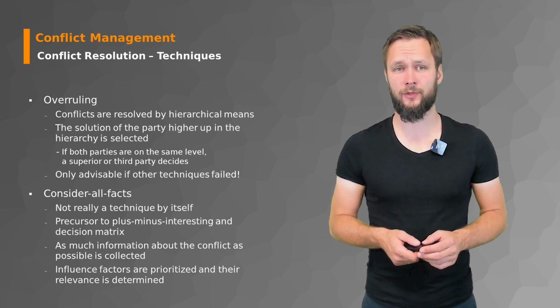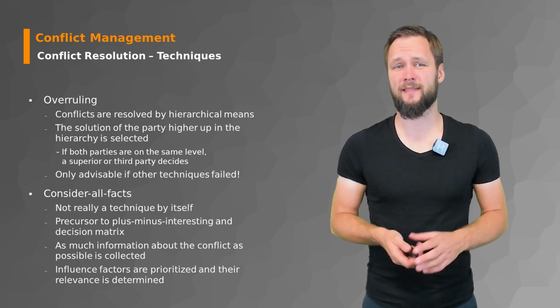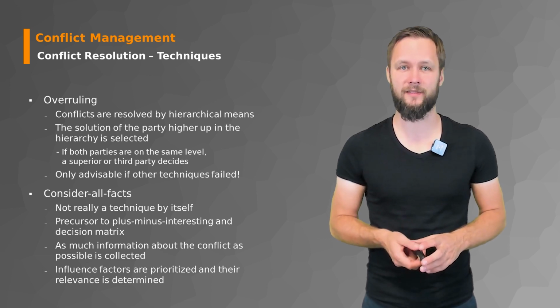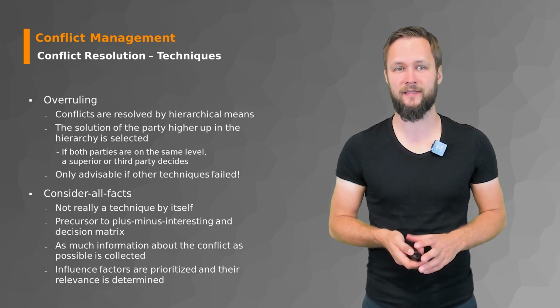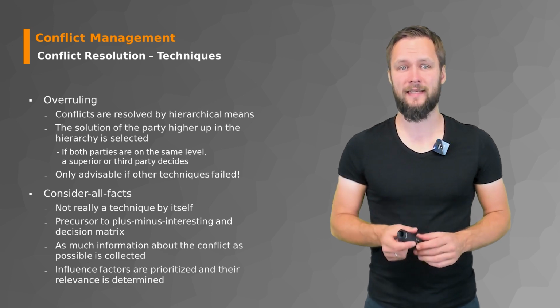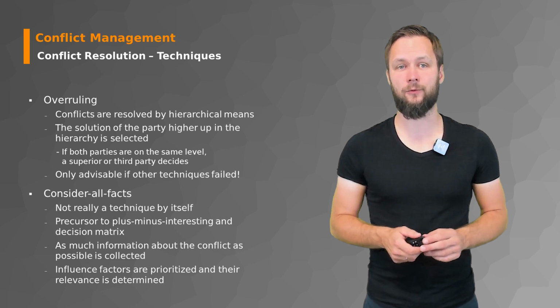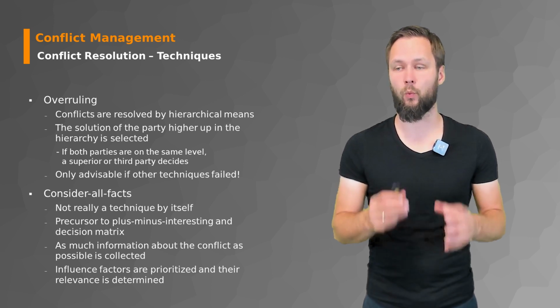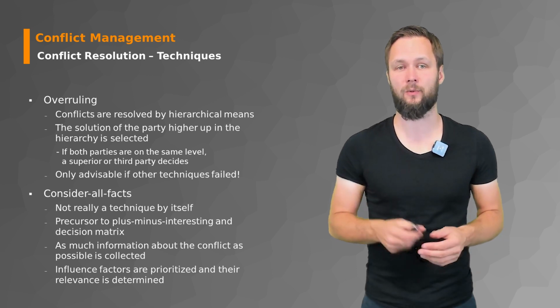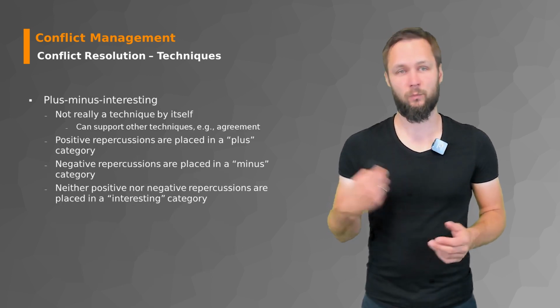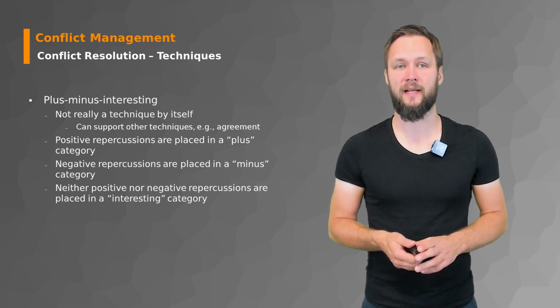Next, consider all facts, which is not really a technique by itself. It's more a precursor to the plus, minus, interesting, and decision matrix techniques that we have on the next slides. Get as much information about the conflicts as possible, and then the influencing factors are prioritized and the relevance is determined. Like what leads to those requirements that are conflicting and why are they conflicting? Which then leads us straight to the plus minus interesting technique.